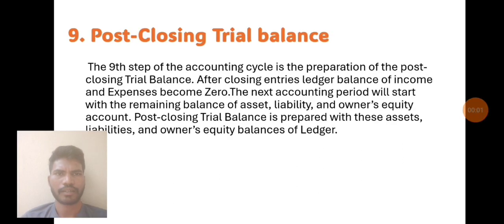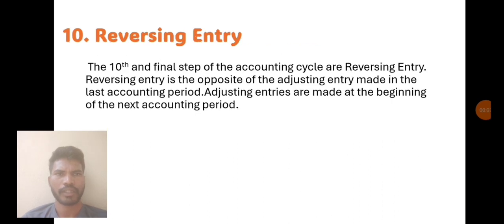Then the last step is reversing entry. The 10th and final step of the accounting cycle is reversing entry. Reversing entry is the opposite of the adjusting entry made in the last accounting period. Reversing entries are made at the beginning of the next accounting period.